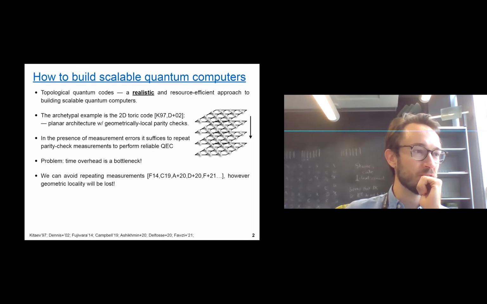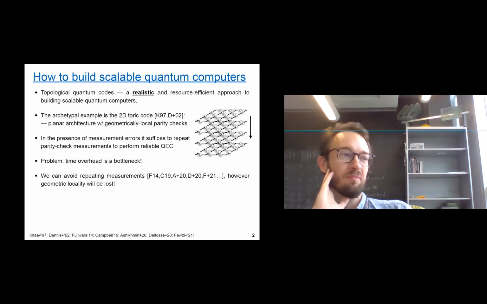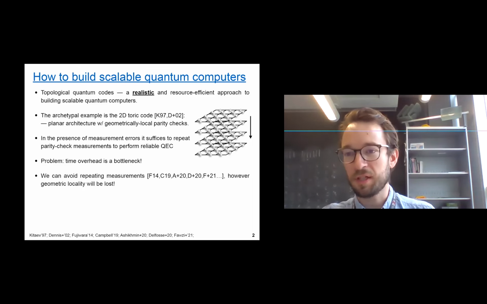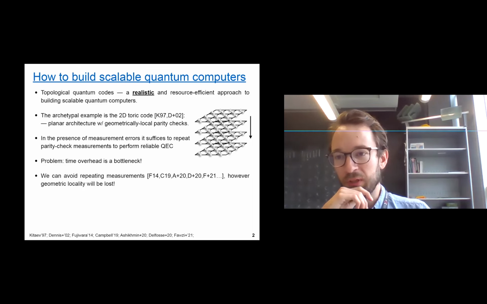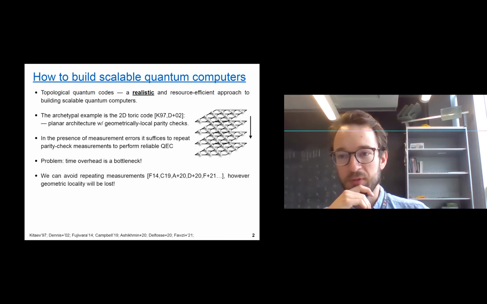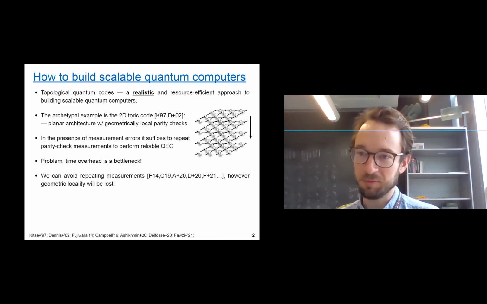And so there are results that say we can avoid repeating these parity measurements, and there are various results looking at this. However, in general, you could do this with the 2D toric code. You could find a generating set of the stabilizer which would be single shot, in that you wouldn't have to repeat the parity check measurements. But the problem is you'd lose the geometric locality, and ideally we want to keep this.